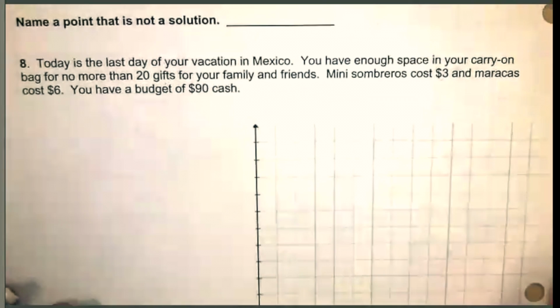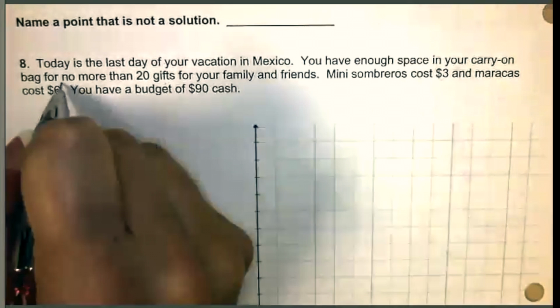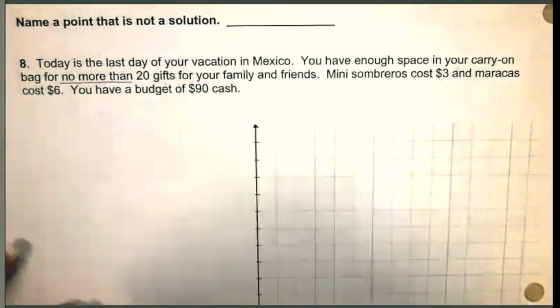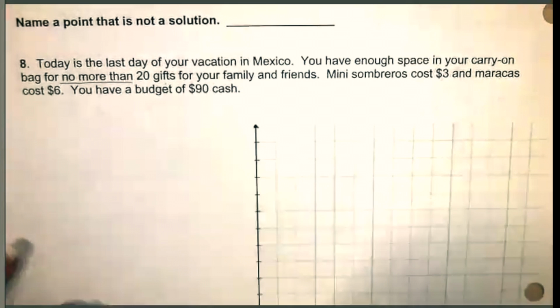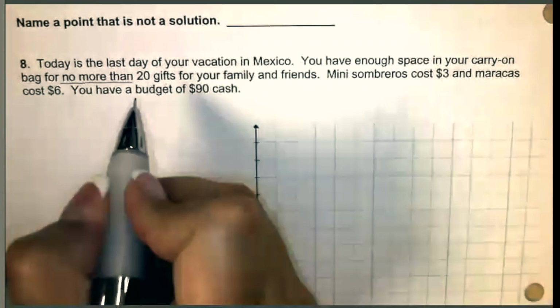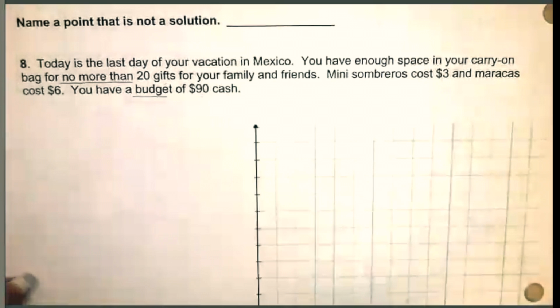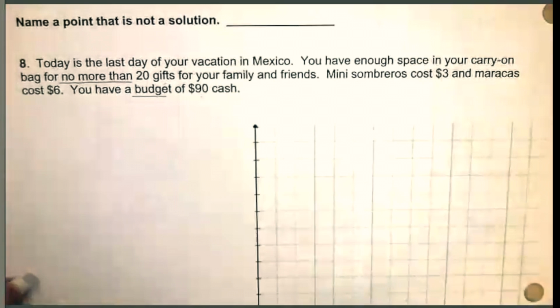In order to write these equations, you would want to look at this part here. It says no more than. That means we can get less. So that's how we know that it is an inequality instead of an equation. Same thing with budget. That's as much money as you have, but you can still spend less. So again, that's an inequality, not an equation.